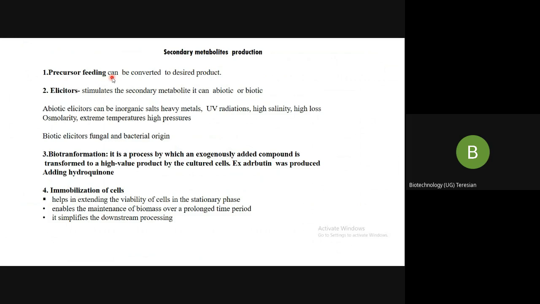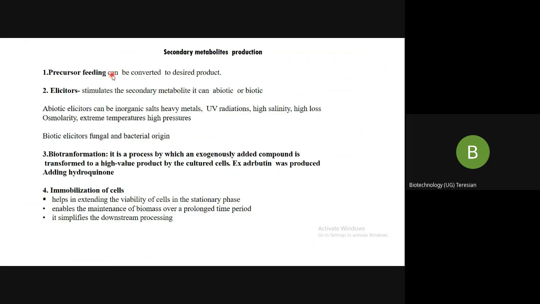Here we are making the environment for the cells more challenging. That is, we are making the cells grow in a condition which can inhibit their growth. So what we're doing, we are creating a stress which forces the cells to start producing the secondary metabolites. So this is the first step in the precursor feeding.